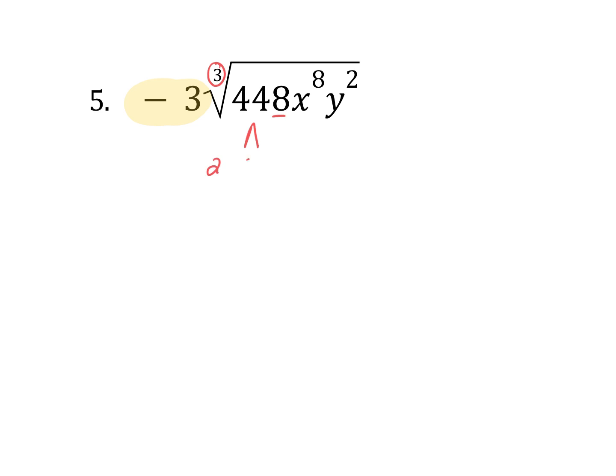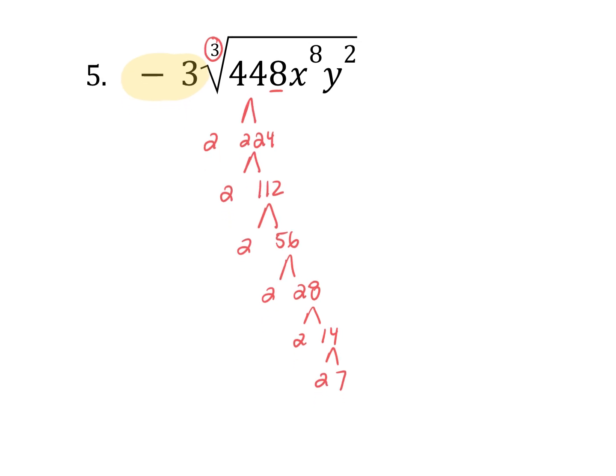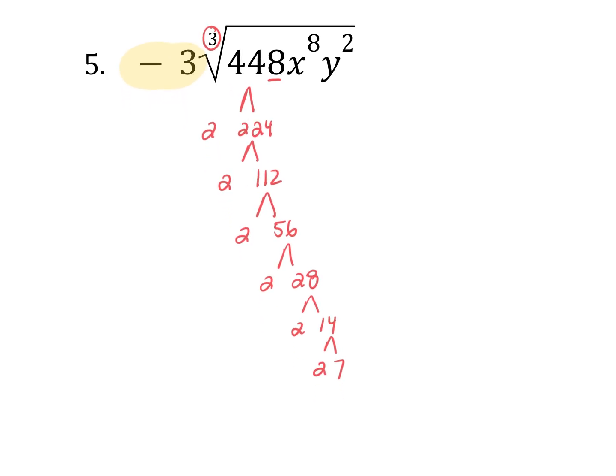2 and 224, 2 and 112, 2 and 56, 2 and 28, 2 and 14, and then I know 2 and 7. All right, I know that's a lot of 2s, but let's group them together by 3s. I've got one group here, and I've got another group here, and I've got 7 left over.